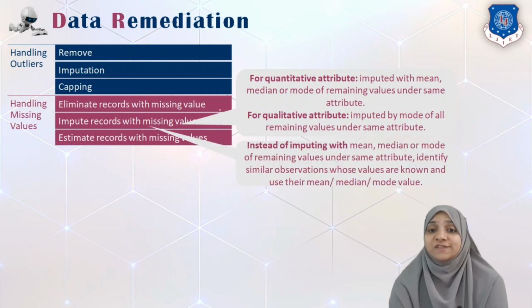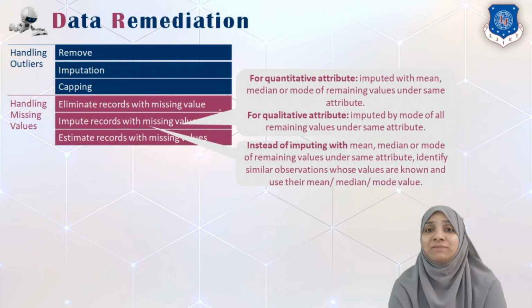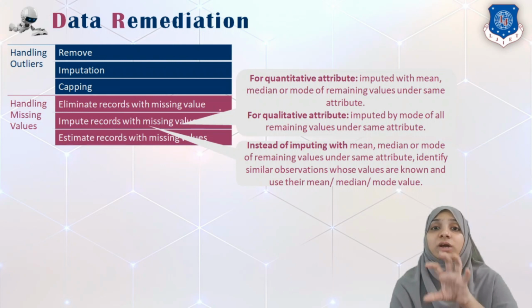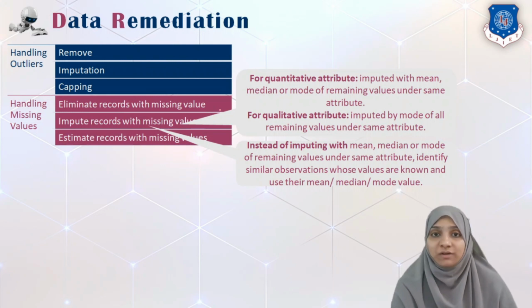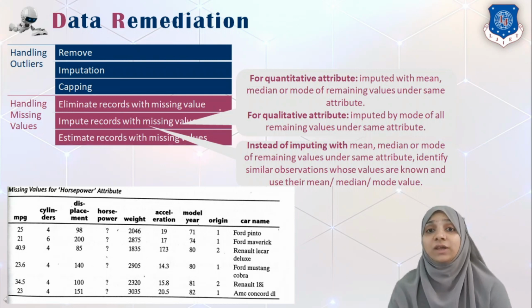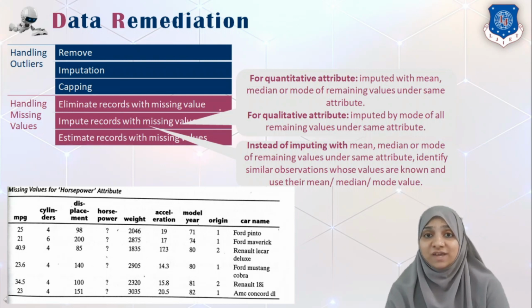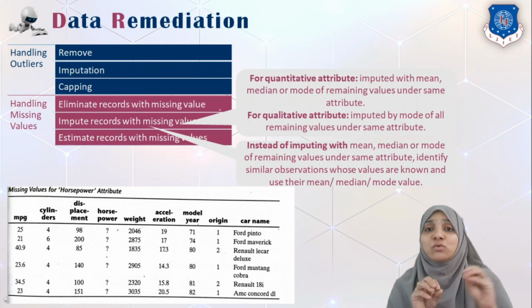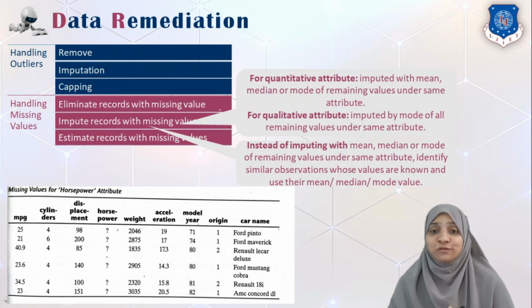One more approach is there to impute missing values. Instead of finding the mean, median or mode of a complete attribute, we can find the mean, median or mode of relatively close records. Not all records are used to calculate under the same attribute, but only those records which are closer to the missing value record are used to impute the value.